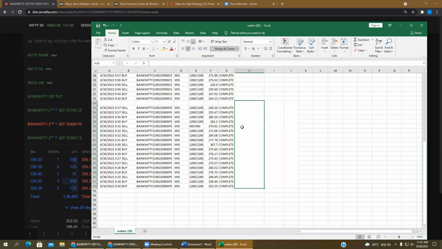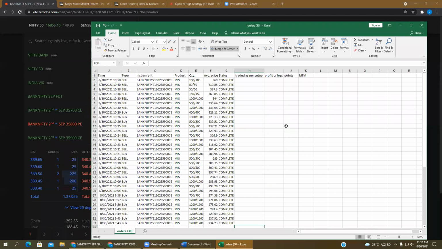Okay. So on this trade, my average was 271 and the sell average was, let me calculate. Sell average was 268, but the quantity was too much. That's why. Now what I'm doing is, did I trade as per my setup?